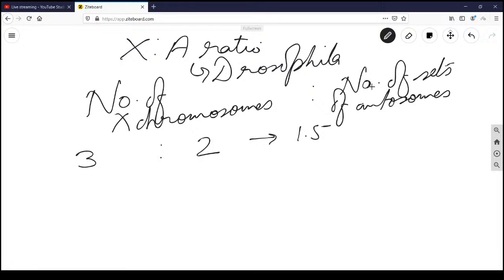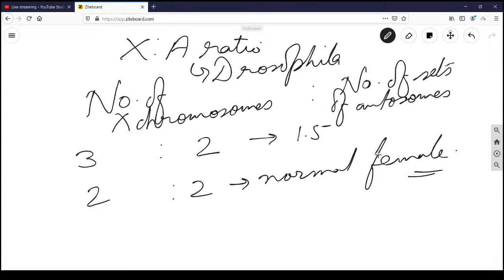Then 4 to 3 and all that, so you can get a male, you can get a normal female, then meta male, like that. You will get a normal female when the ratio is 2 to 2. So this is how the sex is determined in case of Drosophila. It is a little bit confusing in that sense, that sex determination in Drosophila depends upon the ratio of the chromosomes, the ratio of the X chromosome to the autosomes.